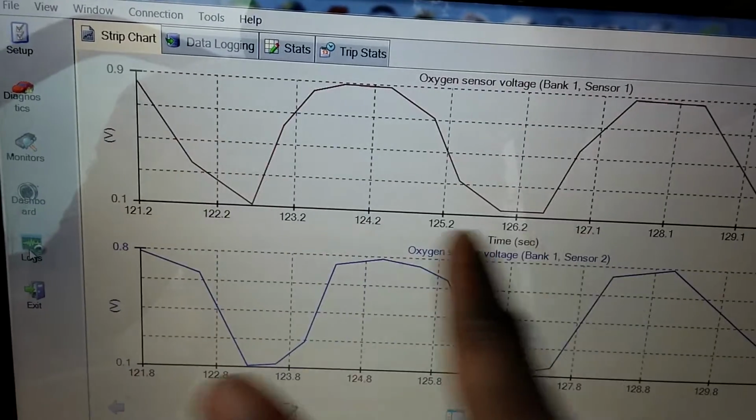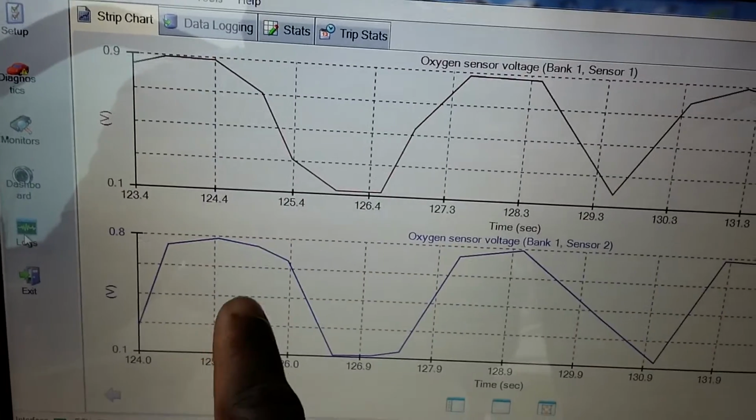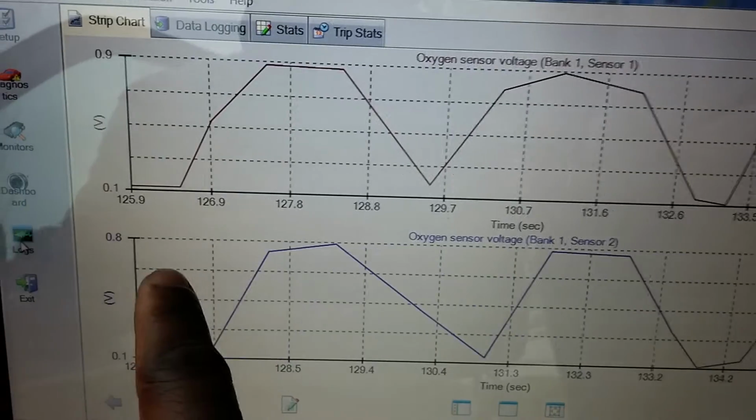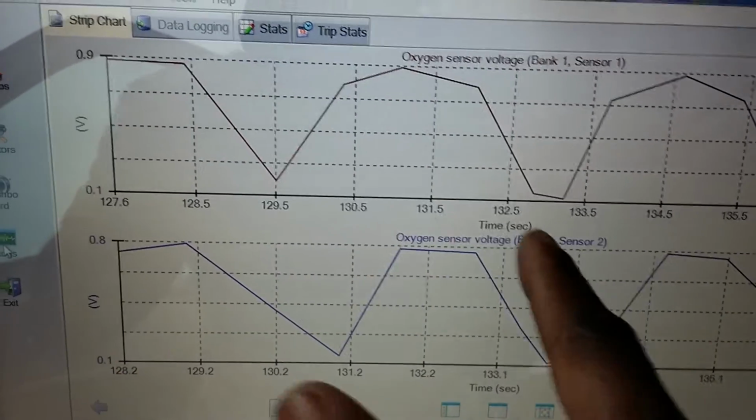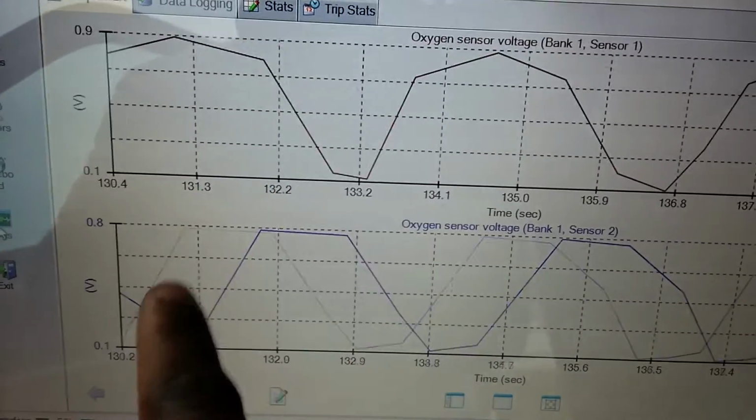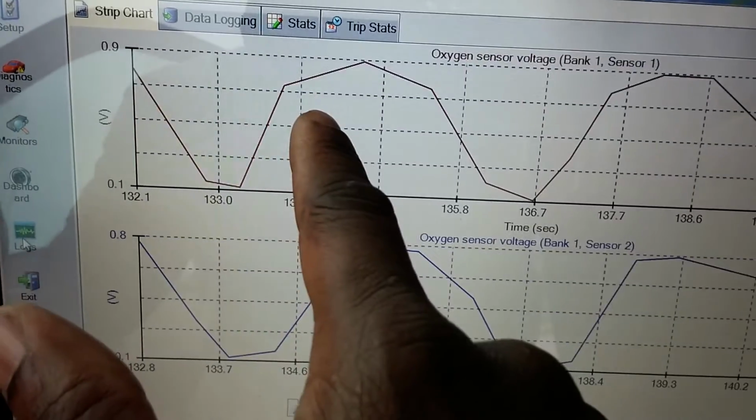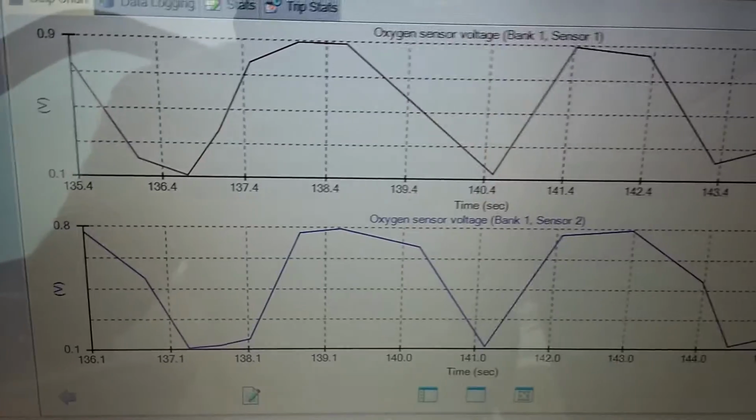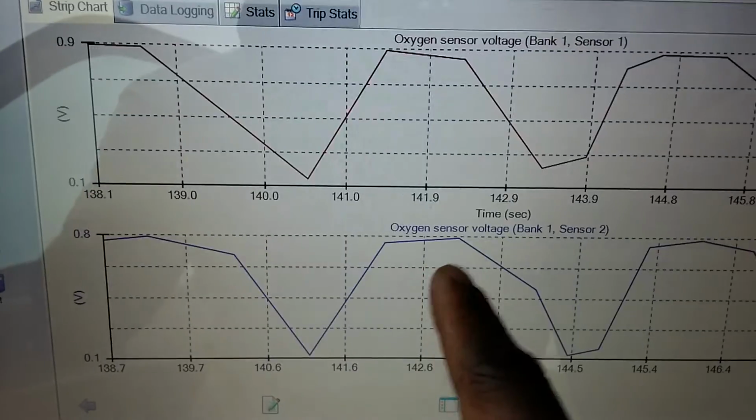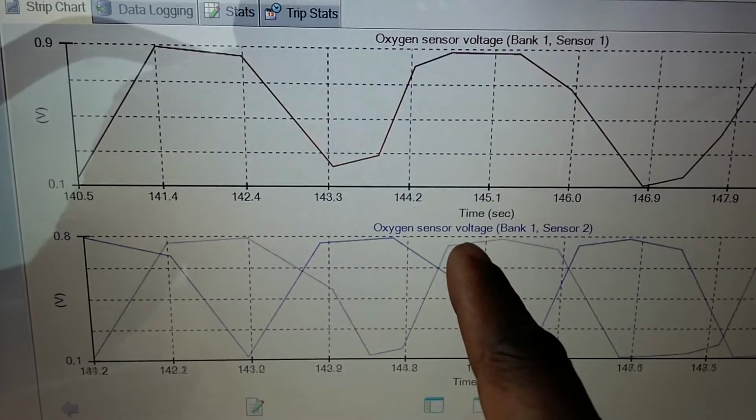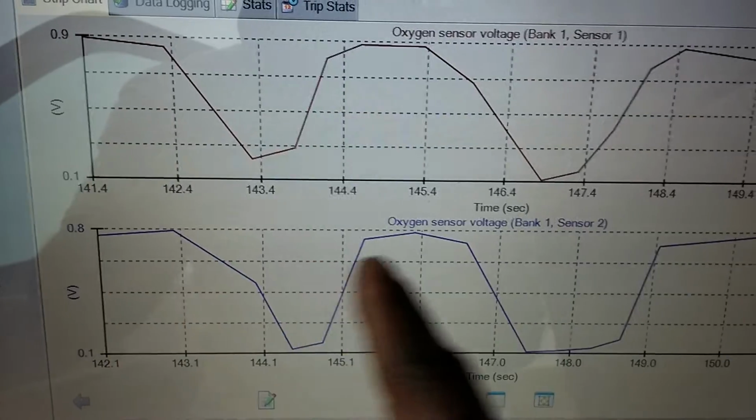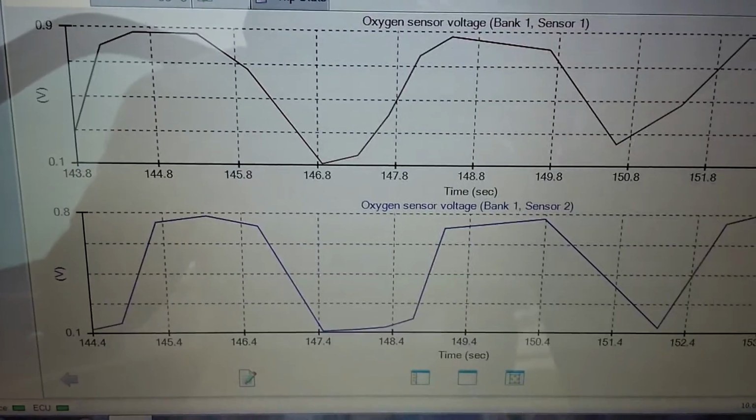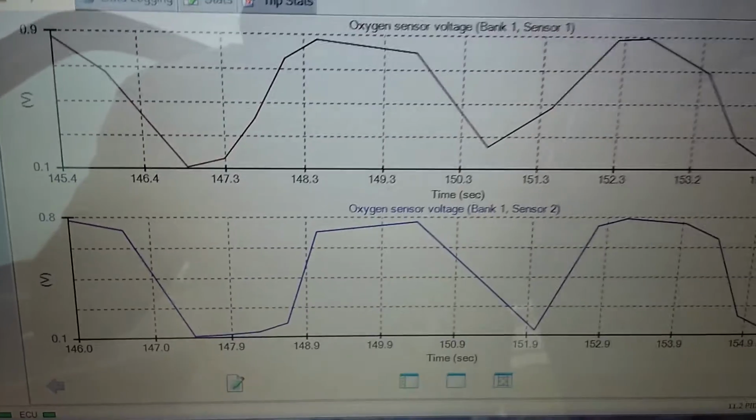The catalytic converter should do its job in the middle, and then the second oxygen sensor after the cat, the line should be pretty straight, which means the catalytic converter is doing its job. And since this line is the same as the first oxygen sensor, that means the catalytic converter isn't doing its job, and it's bad. So remember, after the cat, the oxygen sensor should have a straight waveform, and it's not. So that lets you know the catalytic converter isn't functioning.